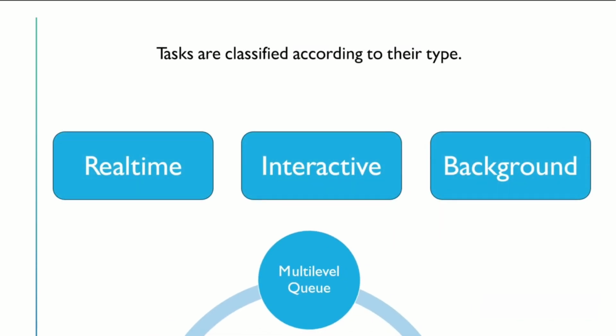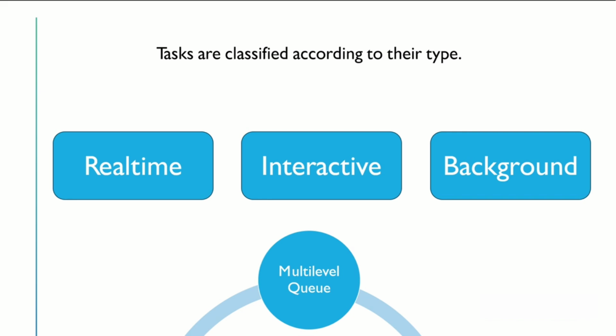Now the last method of scheduling, which is a multi-level queue, tasks are classified according to their type. So there's different types of tasks. Some of them are real-time, some of them are interactive, where you put in your input to the computer, and some of them are run in the background, like downloading a software, for example, or an update. It happens in the background, you don't need to see it on your screen. So there's different types of tasks.